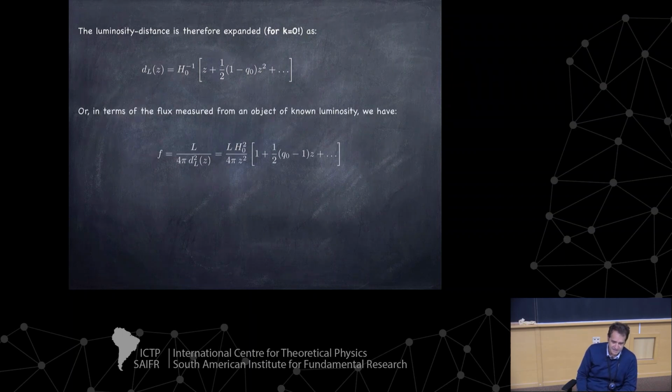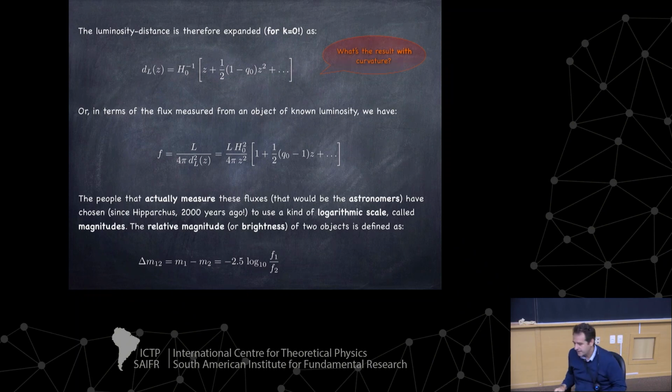In terms of the flux that you measure from an object with a known luminosity, this is what you get. If you remember that dL is related to this comoving distance in the way that you remember, so this is one over dL squared. You put dL squared here, and you get this term to first approximation. Then this tells you that the flux should go like 1 over z squared, but then there's a factor of z that goes in there.